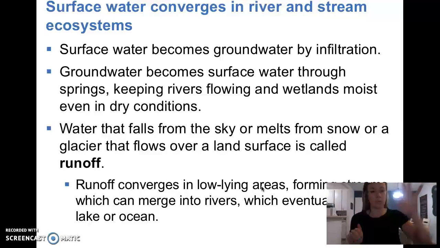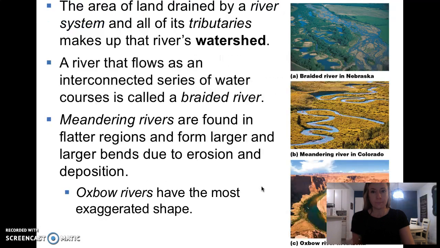The water is going to run down, and it's going to converge in a low-lying area, forming streams, which can then merge into rivers, which eventually become a lake or an ocean. So there's a bunch of different names for these sorts of things. An area of land drained by a river system and all of its tributaries makes up that river's watershed.